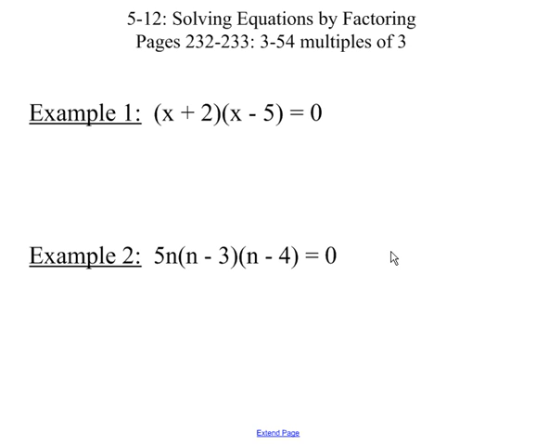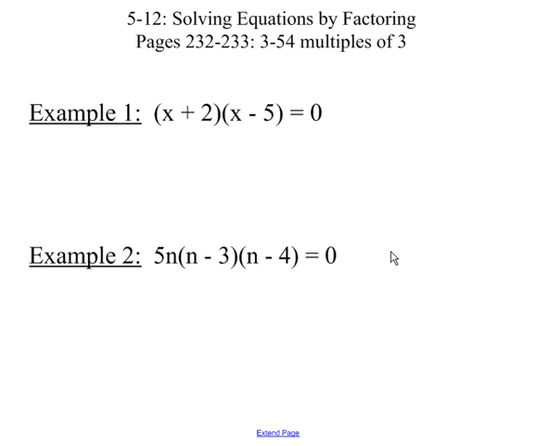Alright, for section 5.12, which we're starting on Friday and we'll do questions and wrap up on Monday, we are solving equations after factoring them out. So I want to run through the examples and then do a few problems from the assignment, which is 3 through 54, multiples of 3.